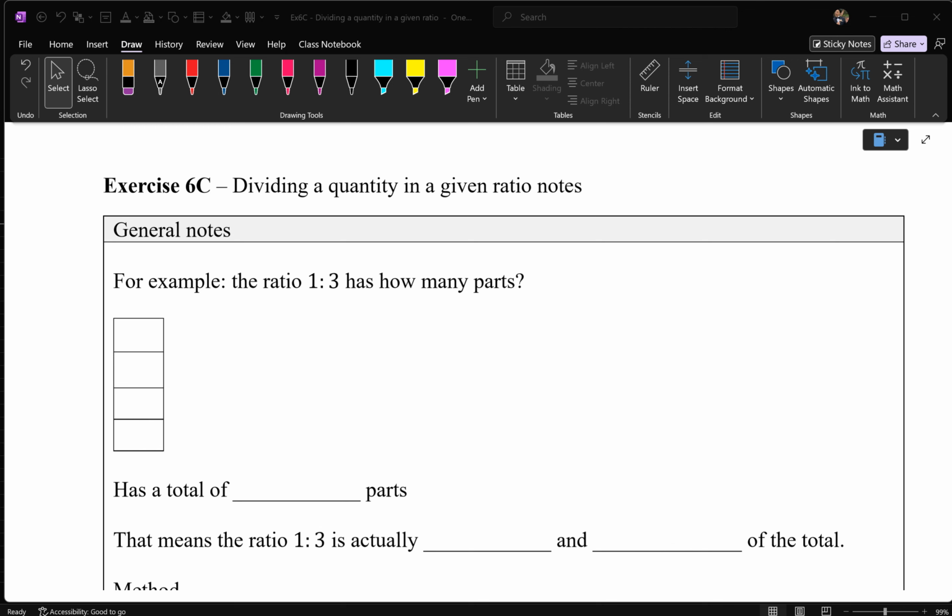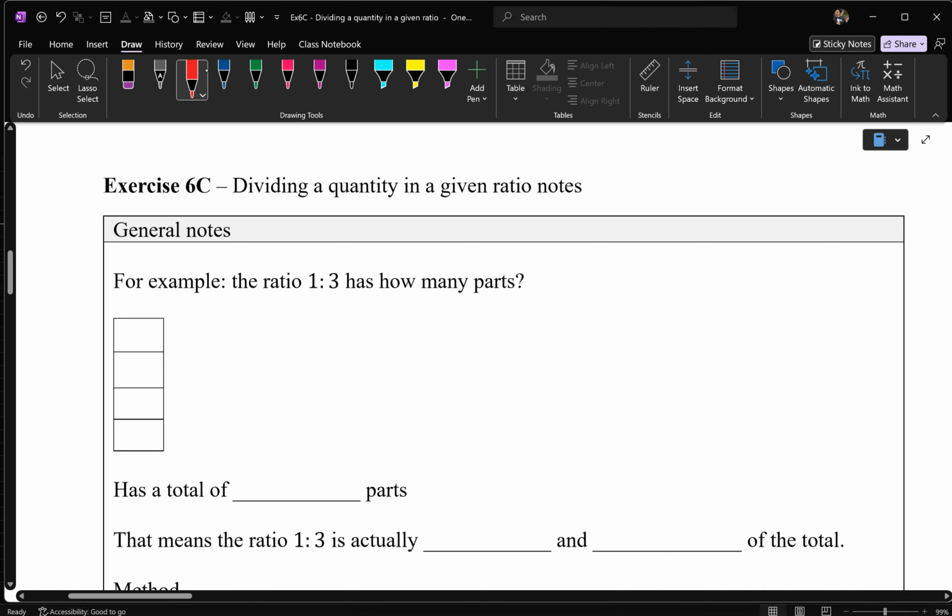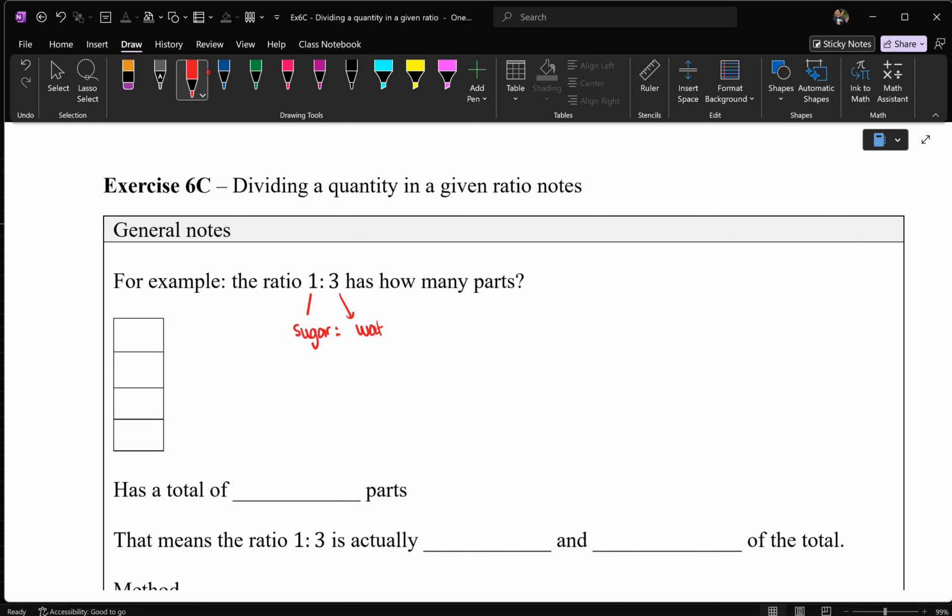So when you say the ratio of 1 to 3, and it says how many parts are there, what you need to understand is, say, in this example, let's say I did 1 cup of sugar. For every 1 cup of sugar, there's going to be 3 cups of water. Visually, you've got 1 part that is sugar, and then 1 cup of water, 2 cups of water, and 3 cups of water. So there's 3 here, and then there's 1 for sugar. In total, there are 4 parts, or 4 cups, that were used.